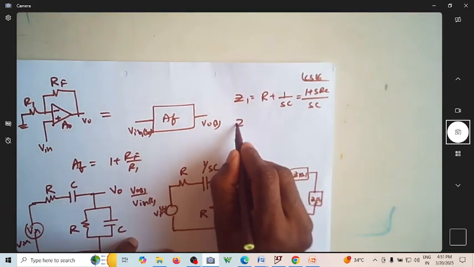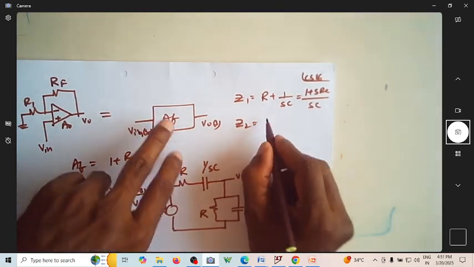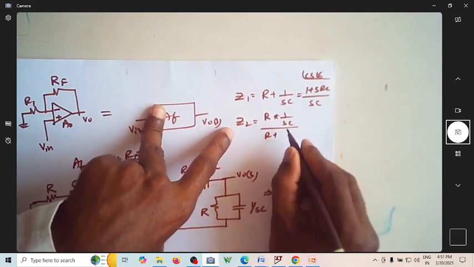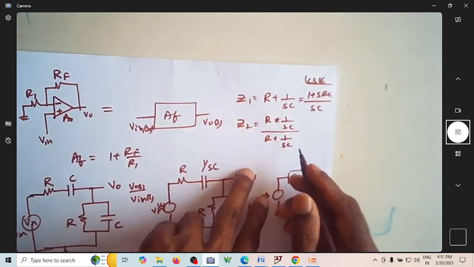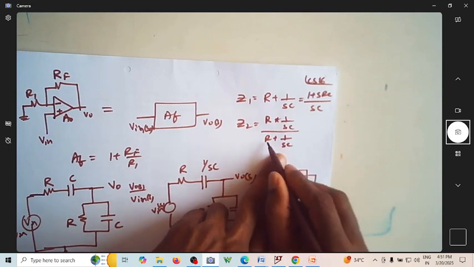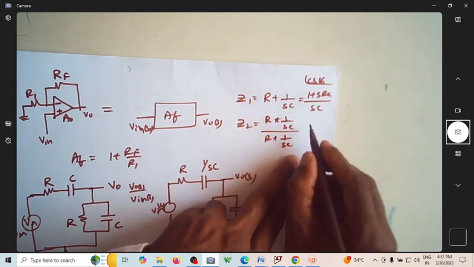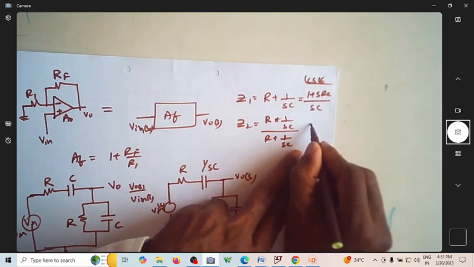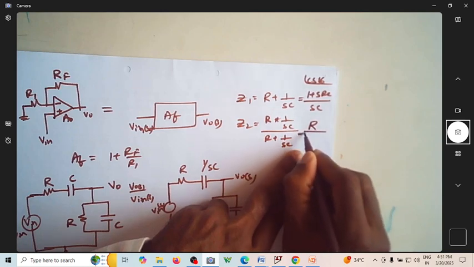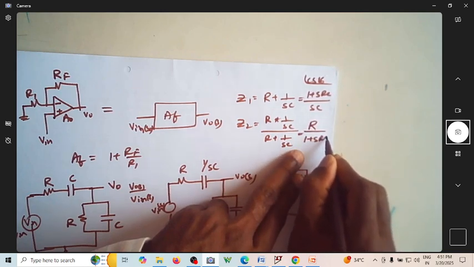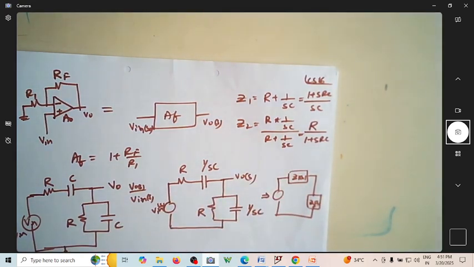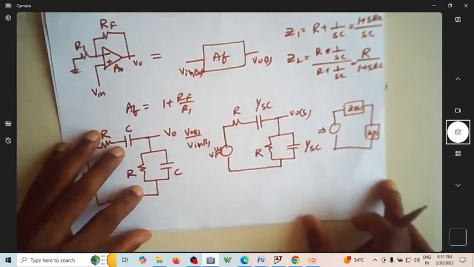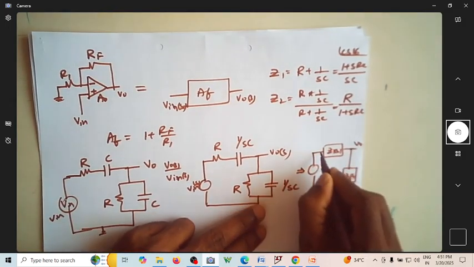This is Z1. What is Z2? Z2 is a parallel combination of R and C. I can write it as R into 1 over SC divided by R plus 1 over SC. So then what will happen to this? So this will become, that will cancel out. So what do you end up with? Do you end up with this R divided by 1 plus SRC? Correct? This is Z2.